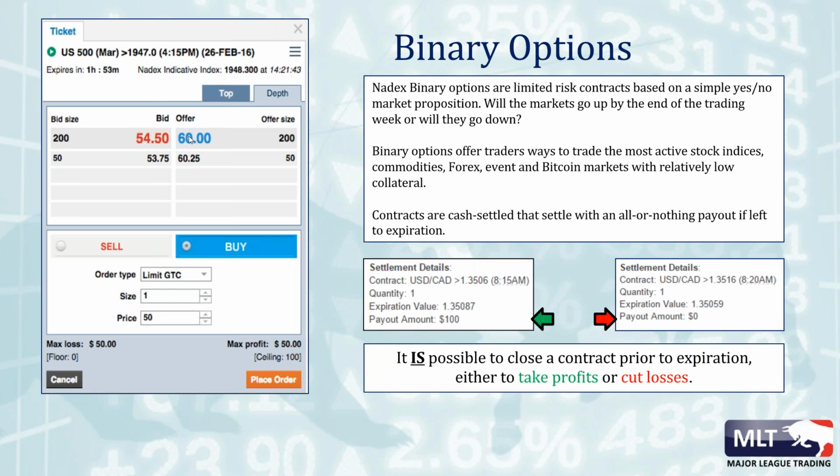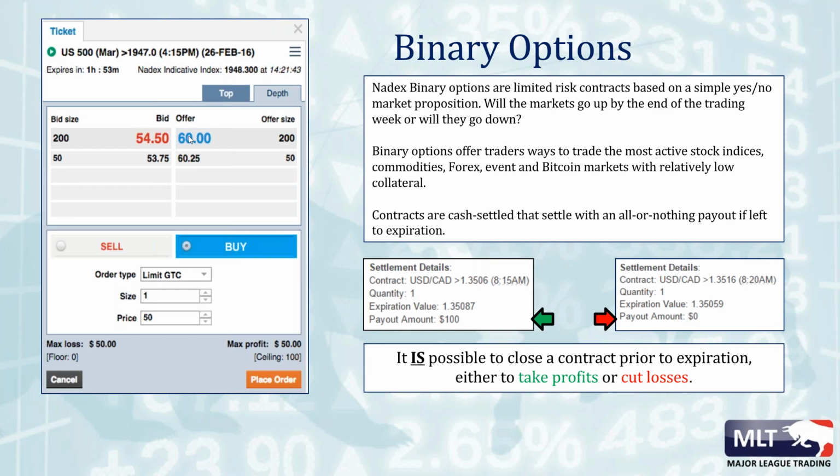Nadex binary options are limited risk contracts based on a simple yes or no market proposition, like will the markets go up at the end of the trading week or will they go down? Once you have that trade on, the risk is in the trade. It's not like if the market goes 100 points against you, you're going to lose 100 points. Whatever the initial trade risk was is what the trade risk will be throughout the entire period of the contract. Binary options are going to offer traders ways to trade the most active stock indexes, commodities, forex events, and even Bitcoin markets with relatively low collateral.